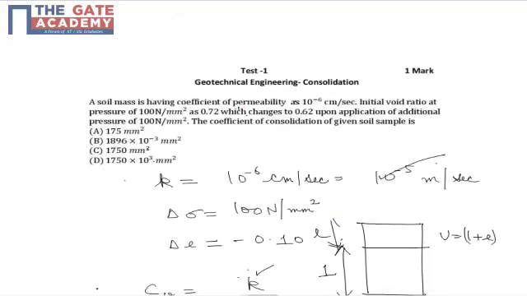Making D as the, not D, in fact C as the best choice, because 1.75 into 10 to the power 3 can be written as 1750 mm square. Thus the correct answer for this particular question is option C, and this question gives you a clear idea of how various parameters, that is the coefficient of volume change and the coefficient of consolidation, are different from each other and how they are related to each other. Thank you.